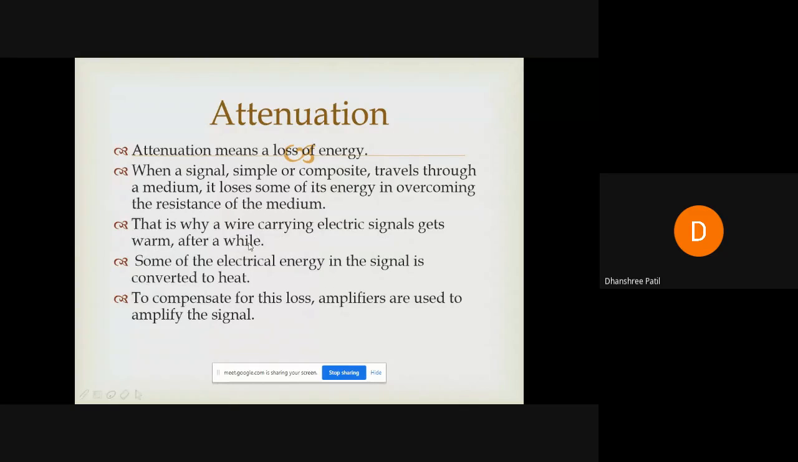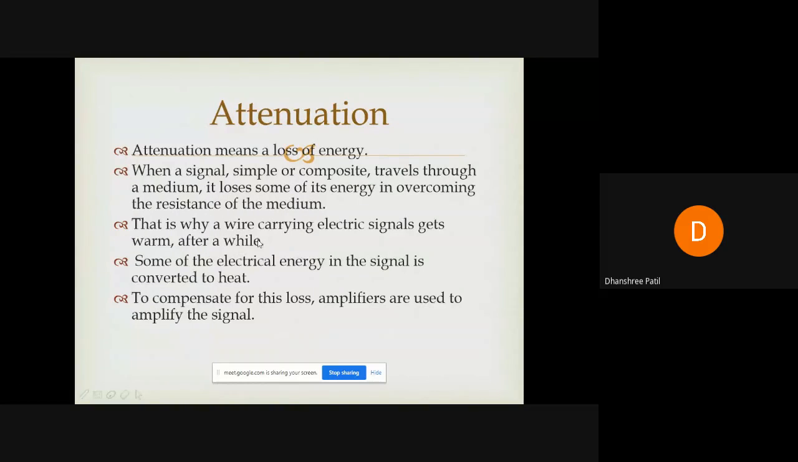You may have experienced this when you charge your mobile. After 2 or 3 hours, we may find the charger warming. Our laptop charger also gets warm after some time. That is nothing but attenuation. And why is it happening?